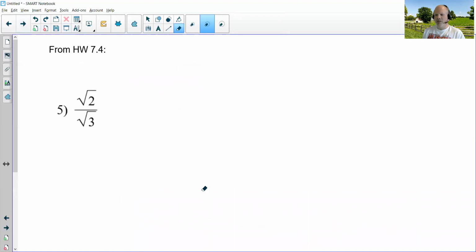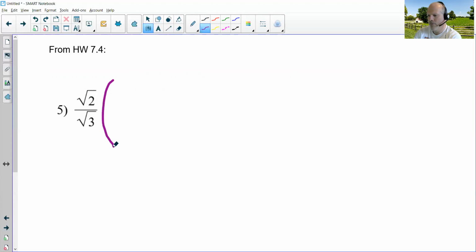All right, let's try an example from our assignment. So this is number 5 from homework 7.4. Remember, we need to remove the radical from the denominator. So I will do this by multiplying by 1 in the form of square root of 3 over square root of 3.